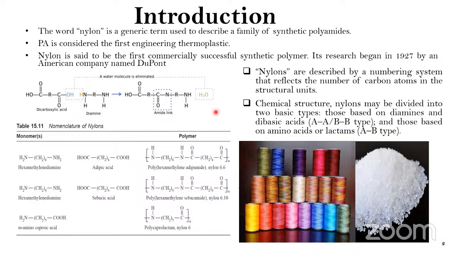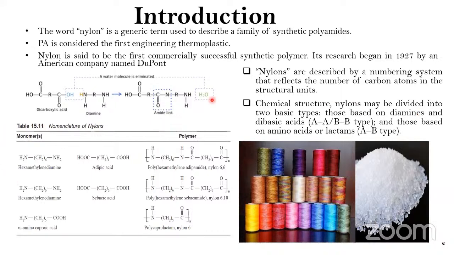Yes, H2O. Here this hydrogen and this OH will form H2O, and this will make a link. This linkage means C double bond O and N, with one H attached. This is known as the amide linkage. That is the reason they call it a polyamide.